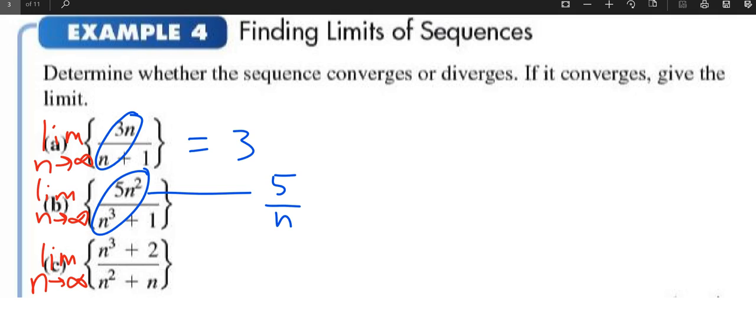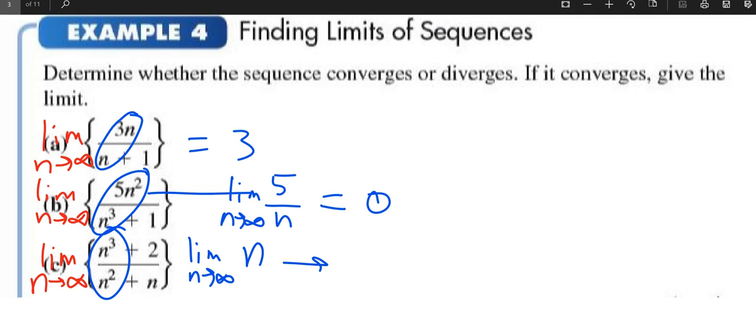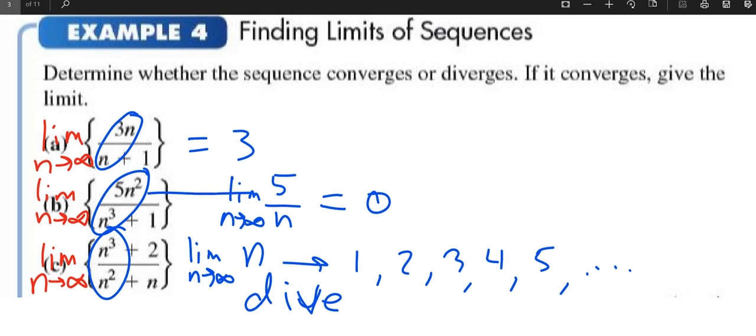Well, n is getting bigger and bigger. Remember, I'm taking the limit as n goes to infinity of this. Well, that means it's getting closer and closer to 0, right? Because the denominator is continuing to get larger, but the top is staying the same. Well, what about this one? Largest power of n in the top and the bottom. If I reduce that, I get n. So what's the limit as n goes to infinity of that? Well, folks, what is this producing? 1, 2, 3, 4, 5, 6, 7, 8, 9, 10, 11, 12. It's not stopping. Diverges. Whoa.